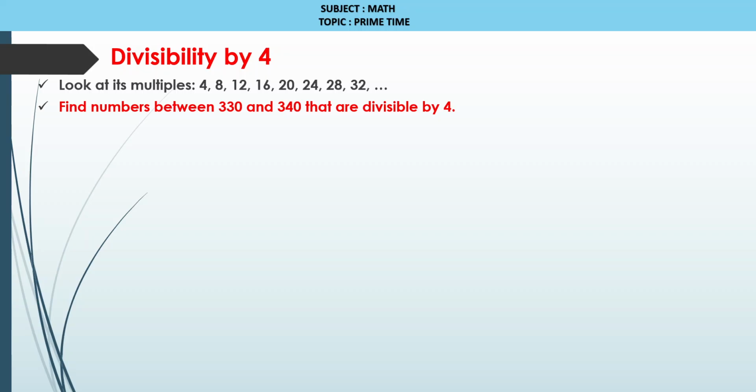Divisibility by 4. Look at the multiples of 4: 4, 8, 12, 16, 20, 24, 28, 32. If we observe, all these numbers are even numbers and are divisible by 4. Let us find the numbers between 330 and 340 that are divisible by 4. Here they are 332, 336 and 340. Here 340 is also included.